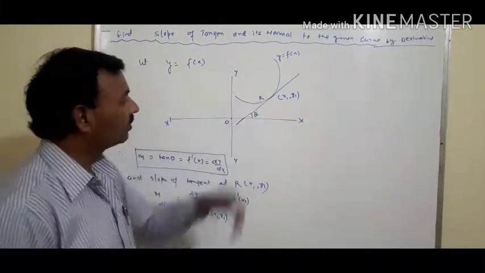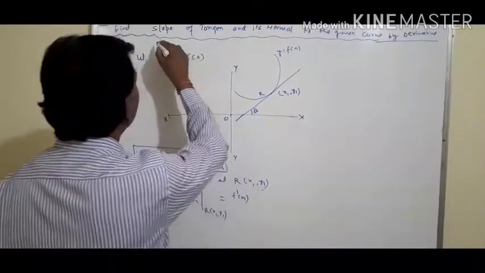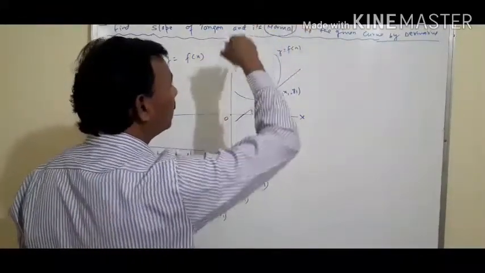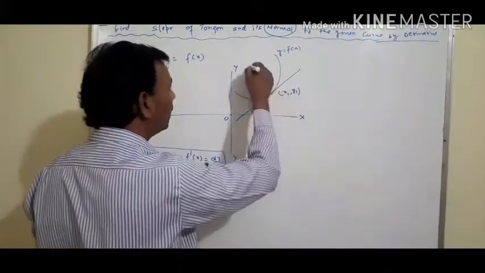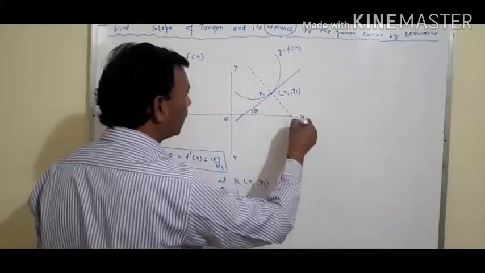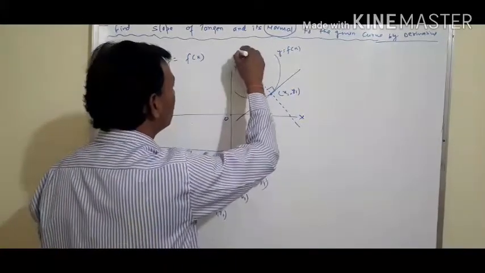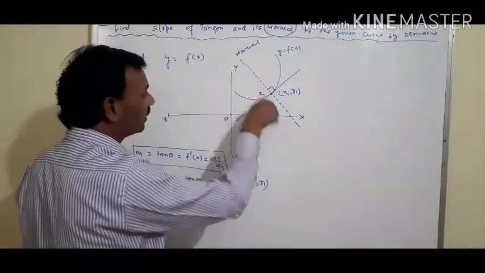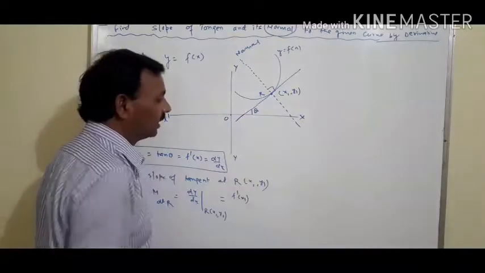Now, if we want to find the slope of the normal, as you know, what is the normal? Normal is a line which is drawn at any point perpendicular to the tangent and makes a right angle with the tangent. That means this line is known as the normal, and the angle between this normal and this tangent is 90 degrees.